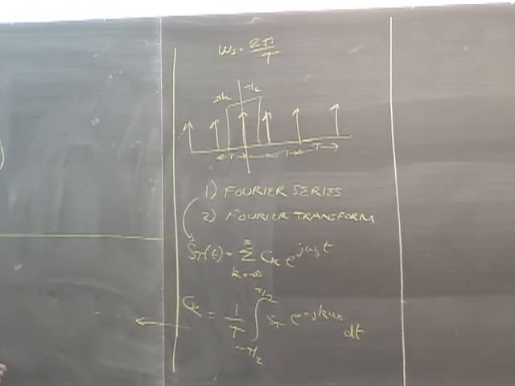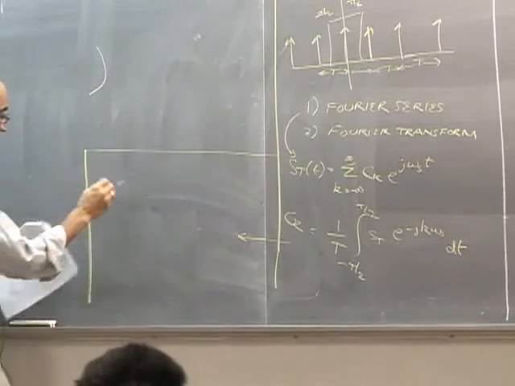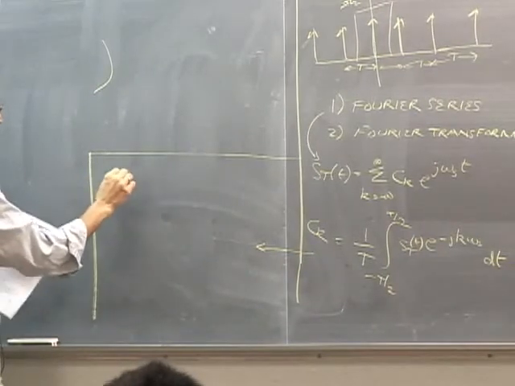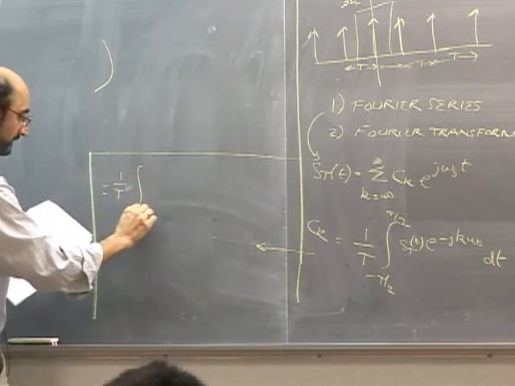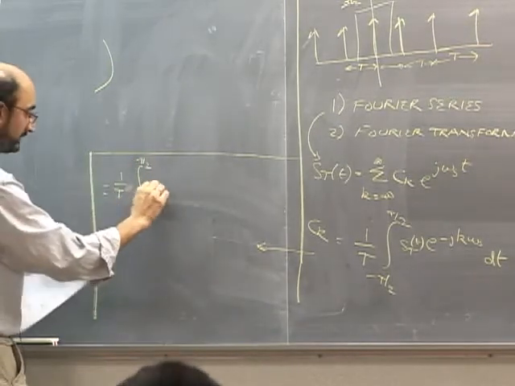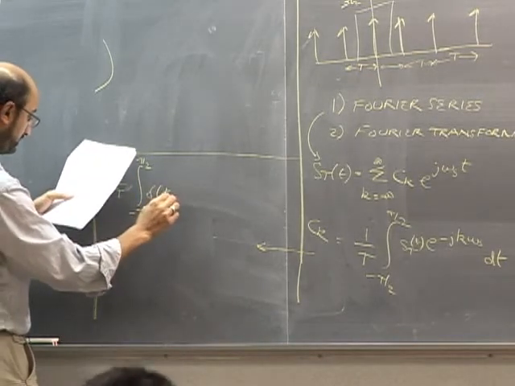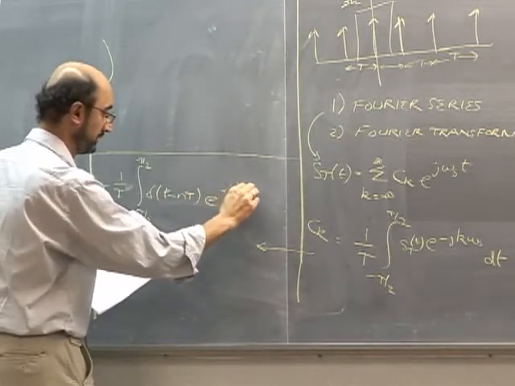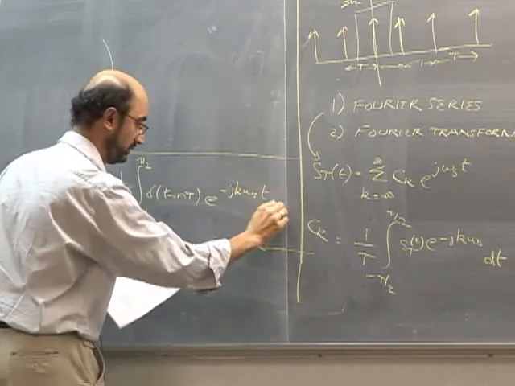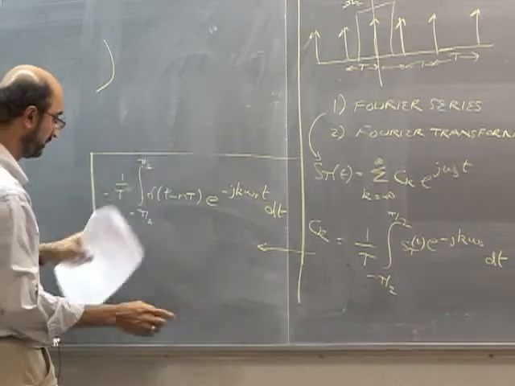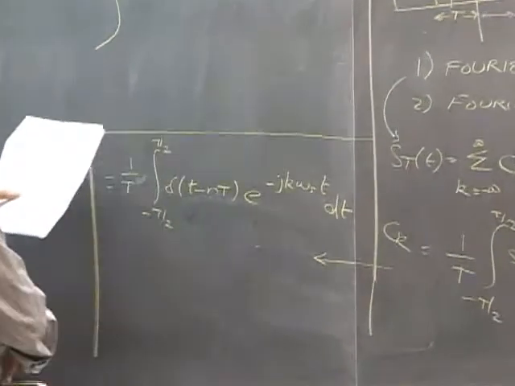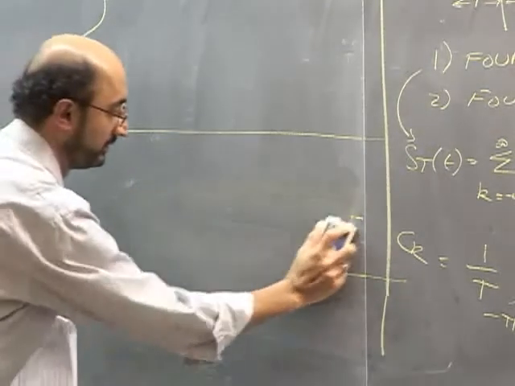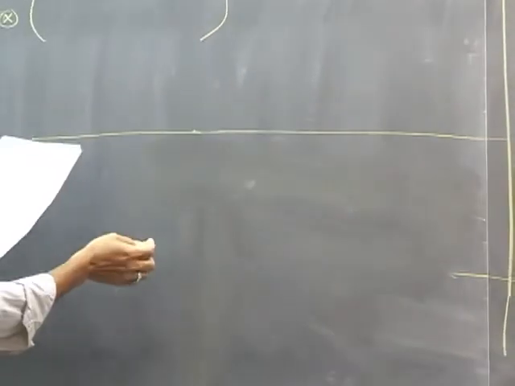And this one I'm going to unfortunately have to write in the space here, given just by expanding what s of t is, to be precise, equal to 1 over T integral minus T over 2 to T over 2 delta t minus nT e to the minus j k omega s t dt. Okay, I really need more space here. Let me just write this down carefully.